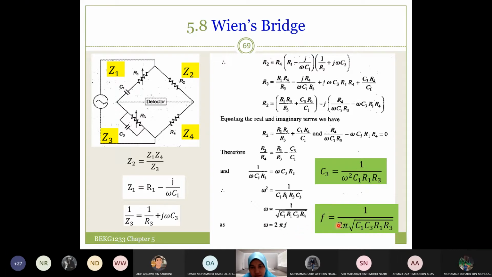So f is equal to, and C3 is equal to, so we take out C3 from this equation. C3 is equal to R2, R4, sorry, R1 R3 minus R2 R4.